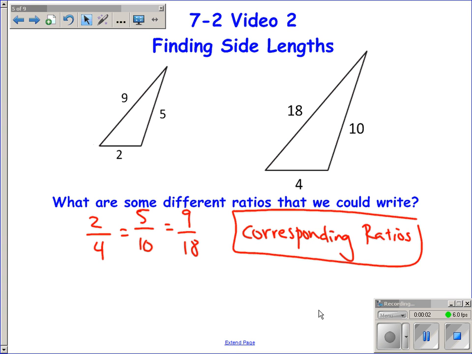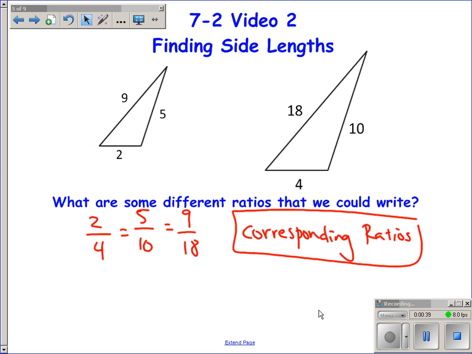In this second video on section 7-2, we'll look at finding missing side lengths. Before we do, I want to talk briefly about the different kinds of ratios that we could use and how we could use the scale factor to do this. We've already talked in the first video about corresponding ratios, for example, the fact that 2 over 4 is equal to 5 over 10 is equal to 9 over 18. And all you would need to do is put in the place of one of those lengths the missing length, for example, x or y or whatever the variable may be.